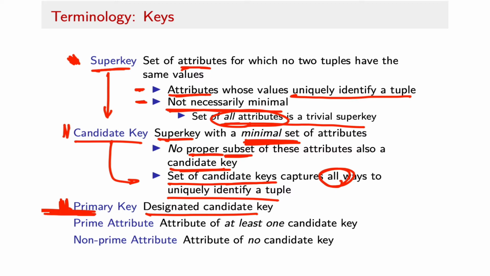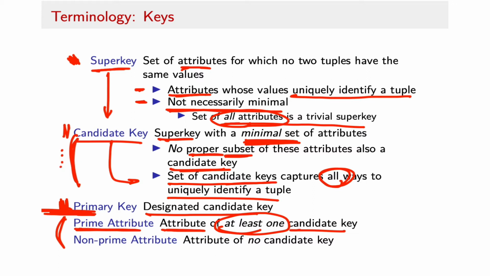But we also want to think about individual attributes within the relations, or individual columns within the table. So there's two different types. The first is called a prime attribute, and this is an attribute that's in at least one candidate key. So you can have multiple candidate keys. They're all uniquely identifying a particular tuple in the relation. And they're minimal, right? There are no subsets of those keys that also exhibit that property.